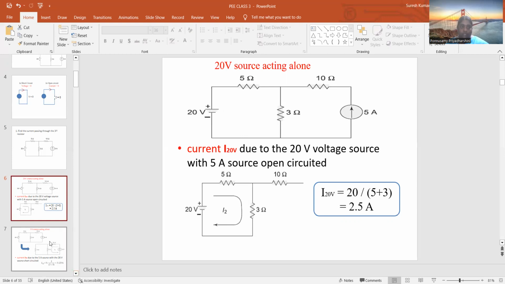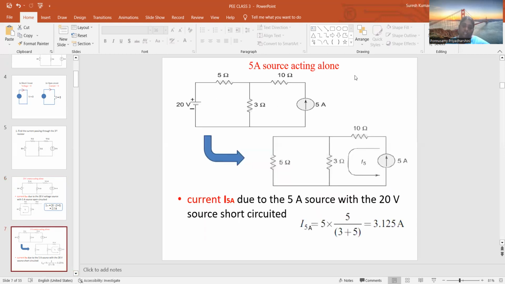And if the 5 amp source is acting alone, the voltage source has to be short circuited. If it is short circuited, these are the resistors: the 5 ohm resistor, the 3 ohm resistor and the 10 ohm resistor. So only this current is flowing, and it is the total current. In that, the current is going to get divided, so I'm going to apply the current division rule. We know what the current division rule is.